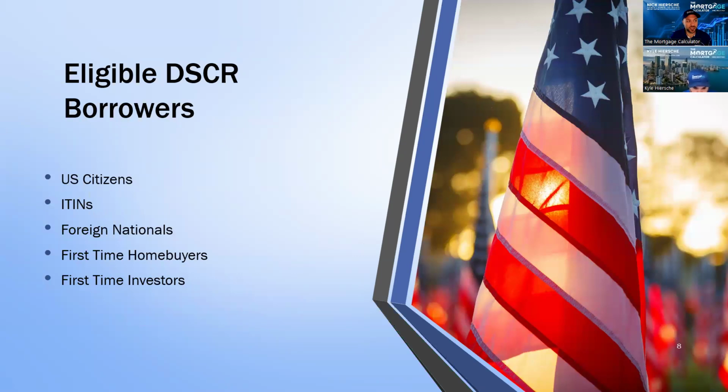And what types of borrowers can we work with? Obviously, U.S. citizens are eligible for everything we've talked about. ITINs, which may not have a status or a visa, we still have options for them. So those would be people that may not have status but are still living and working here in the U.S. Then we have our options for true foreign nationals that do not live or work or earn income in the U.S. and can still purchase under the DSCR programs.